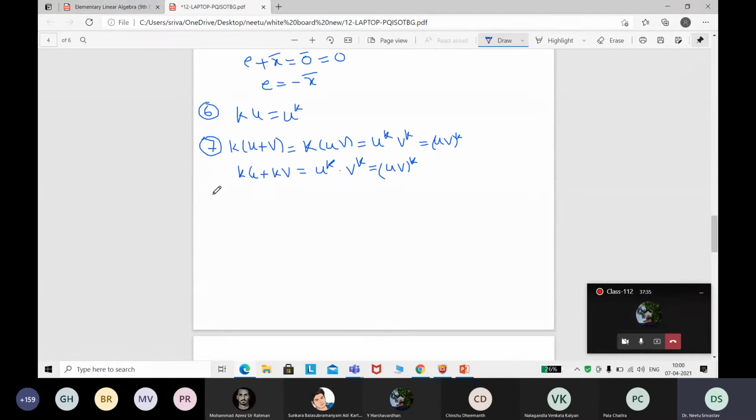Eighth property, what is the eighth property? Both are in the same form. No, u into v is coming as real numbers only, raised to the power k. So both belong to the given set capital V. Whatever the set is given, that capital V set only. Correct?